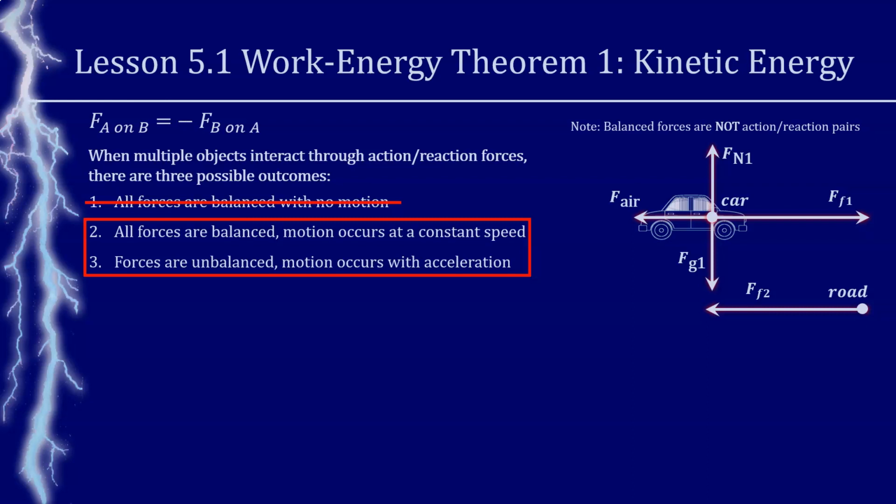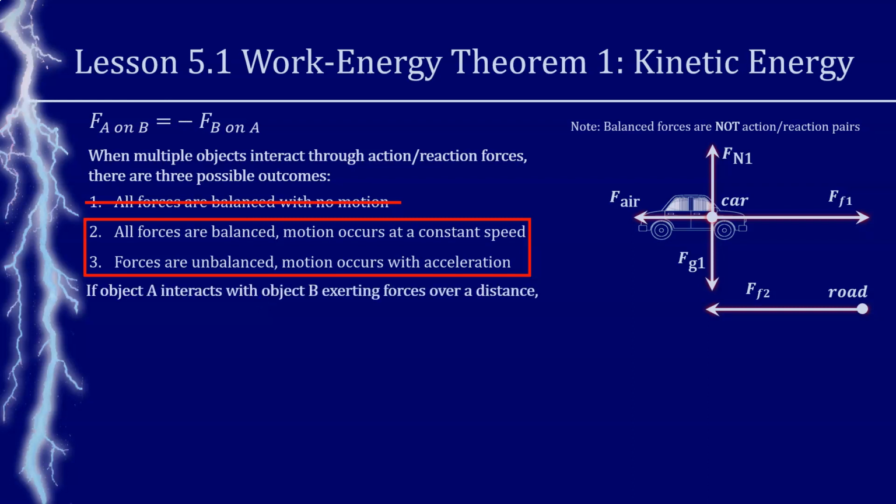But in order for us to consider the impacts of Newton's third law of motion, we have to have objects that are actually moving, actually covering a distance. Now, honestly, if forces are balanced, there are still action-reaction forces, but the work-energy theorem is really boring if there's not motion. So we're only going to consider when forces are balanced and motion is at a constant speed, or if forces are unbalanced and we have an object that's accelerating. Okay, so we've identified that our objects are moving either at a constant speed or with acceleration.